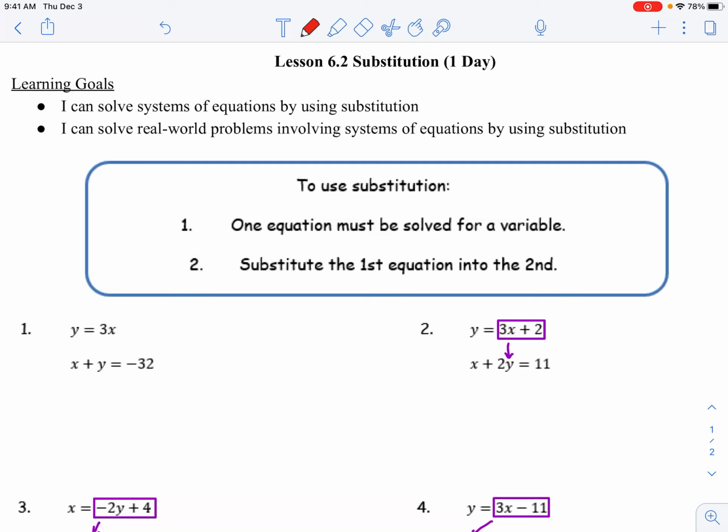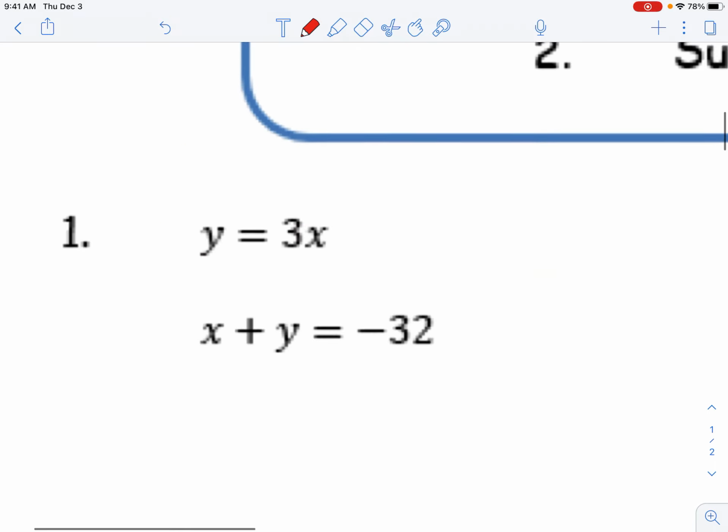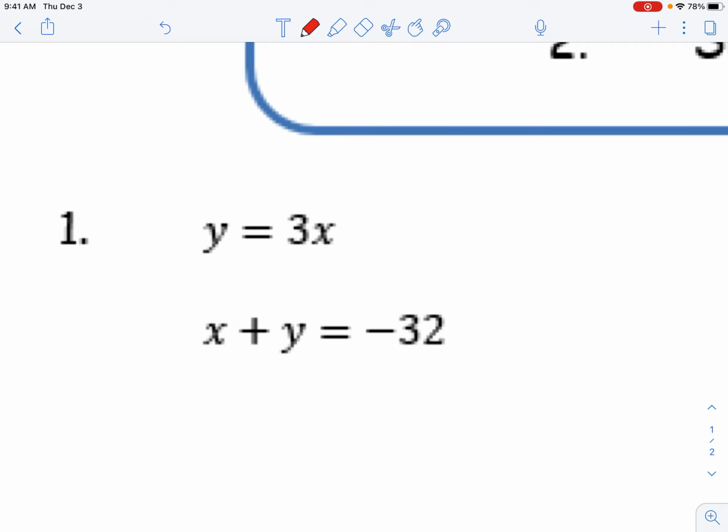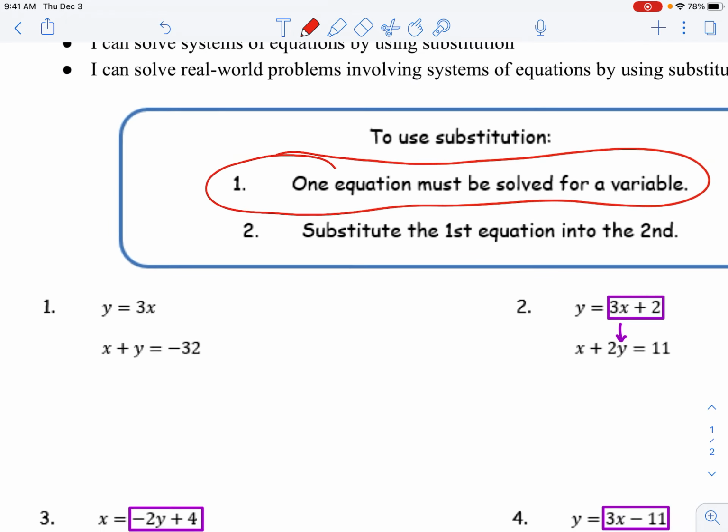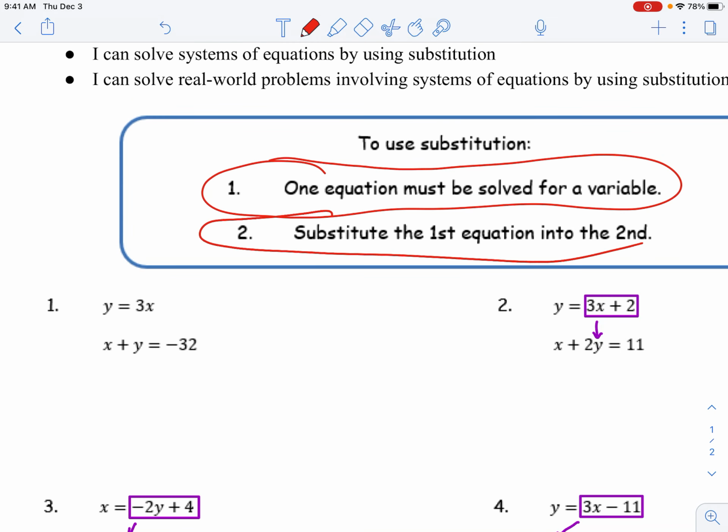Okay, today we are going to learn how to do substitution. Substitution is really good for certain situations, such as when one equation is solved for a variable. So as you can see on number one, we have an equation that's solved for a variable. Y is by itself. That's the type of thing you want to look for if you're going to use substitution. We're going to substitute the first equation into the second.